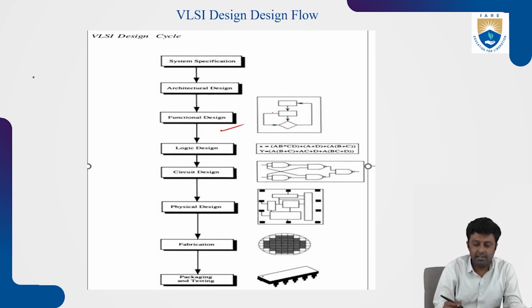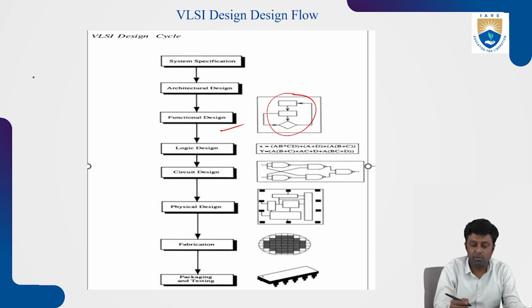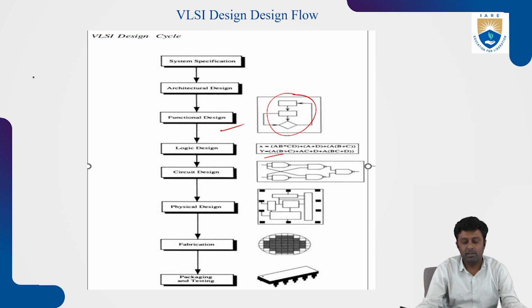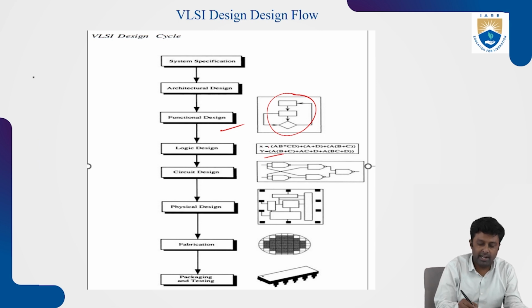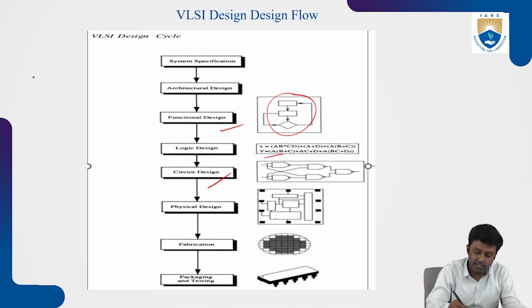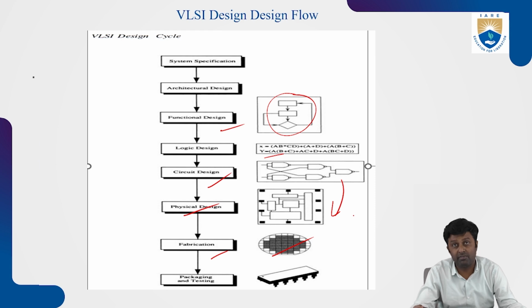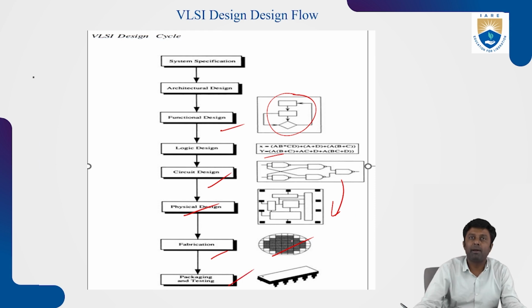In the functional design, the function will be checked each and every time. Then in the logic design, whatever function we have to perform will be put in the form of Boolean expressions. We'll be writing that and designing the circuit. Once this circuit design is done, we go for the physical design, that is, how we are going to put the circuit on the IC. That is called the physical design. Then the design is given to the factory for fabrication. Once it is done, the packaging and testing is done.